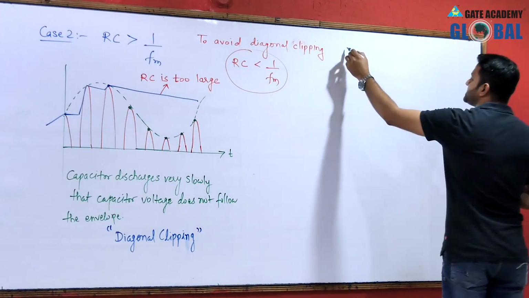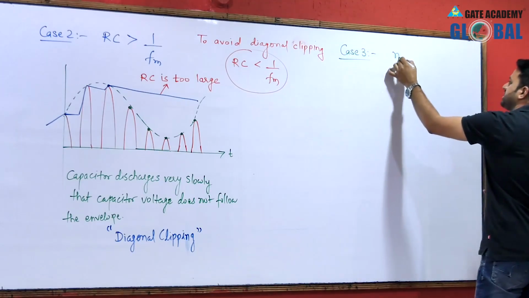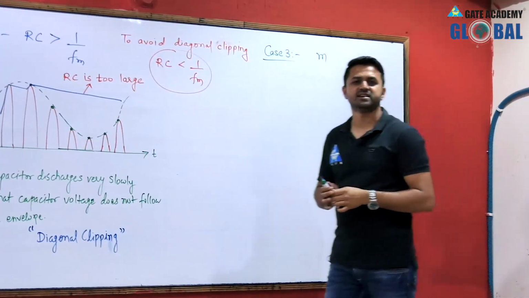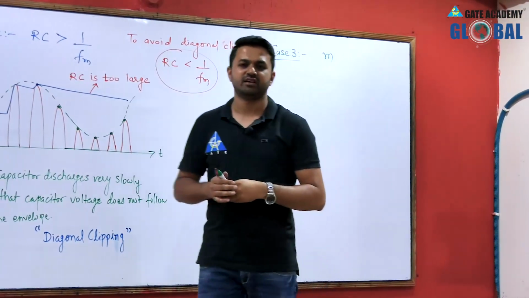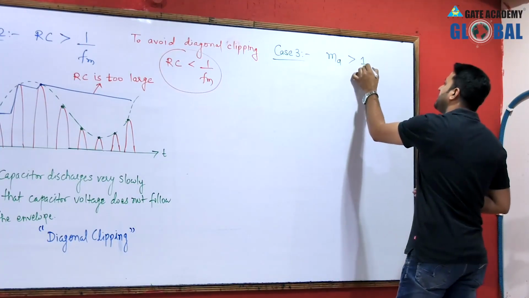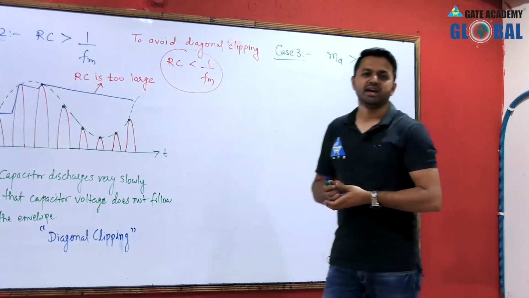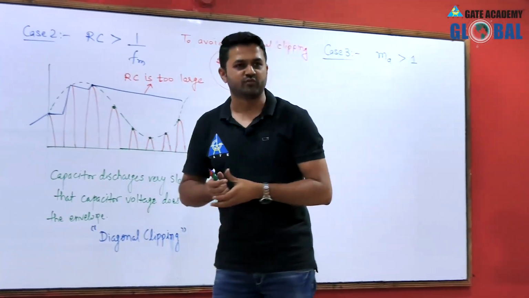Now, case 3 is, so far we considered the modulation index less than 1. Now, if the modulation index is greater than 1 and we maintain the time constant value between 1 upon Fc to 1 upon Fm, then what will happen?